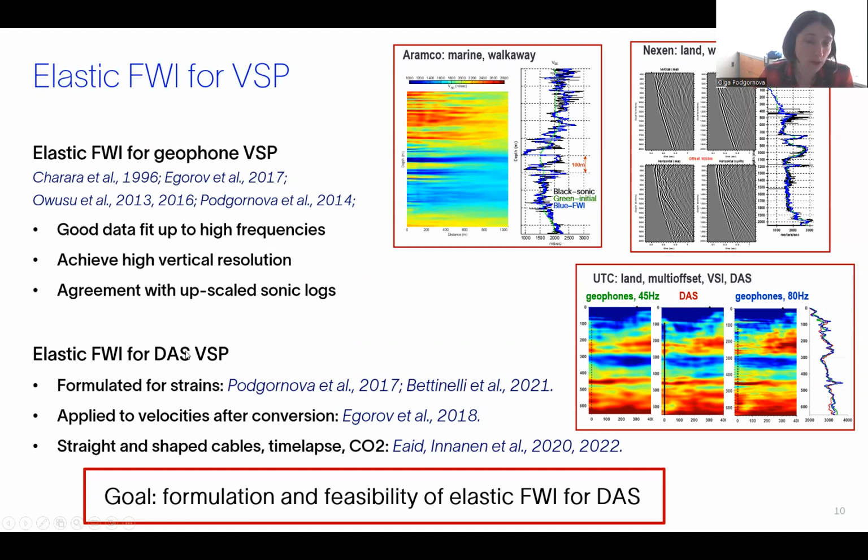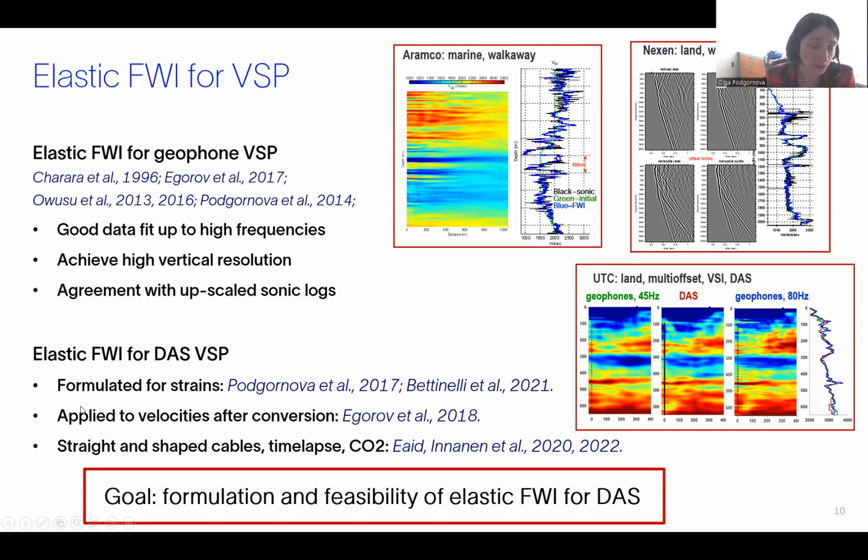And for fiber data, for DAS, there are also several groups with results. One is our group, and we work with the FWI formulated for DAS measurements directly. What I'm going to present right now is a more detailed description of the algorithm which we presented in 2017 and partly, in a brief way, in 2021.